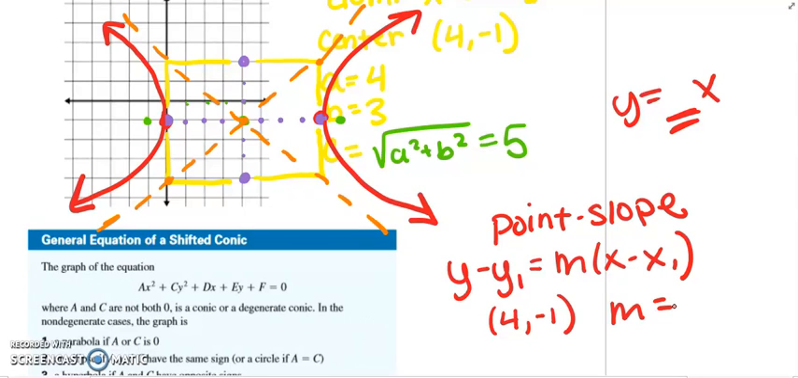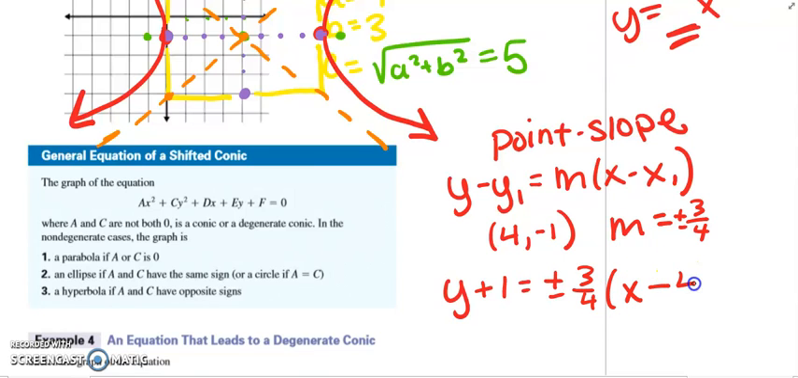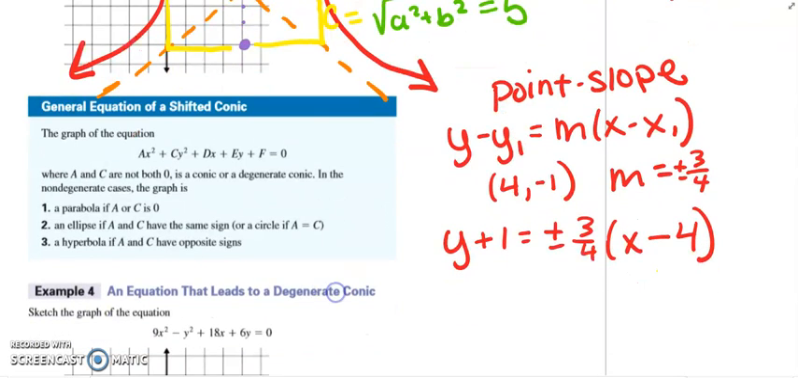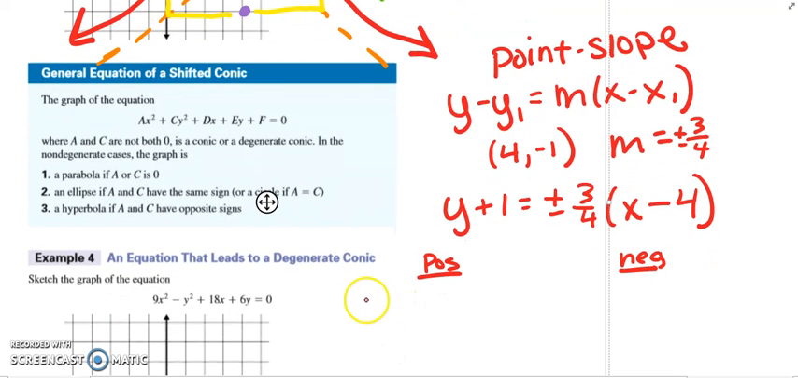3 over 4, but we have two lines, right? Plus or minus. So we're going to plug this in and we get y minus a negative y1 equals plus or minus 3/4 times x minus x1. And we'll distribute, but we have to distribute a plus and a minus. B over a, that's a formula we learned yesterday. So we're going to distribute.